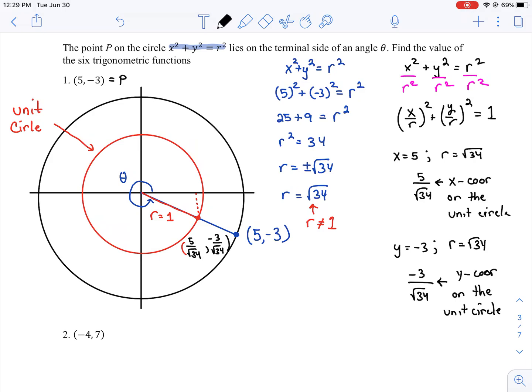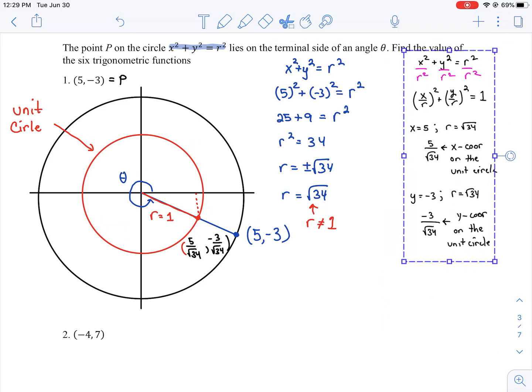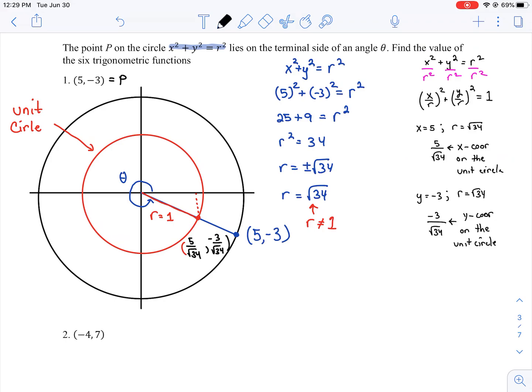And now we are ready to find the value of the 6 trigonometric ratios, starting with sine of theta. Sine theta is going to be the y-coordinate. So this will be negative 3 divided by the square root of 34, which is equal to negative 3 times the square root of 34 divided by 34.